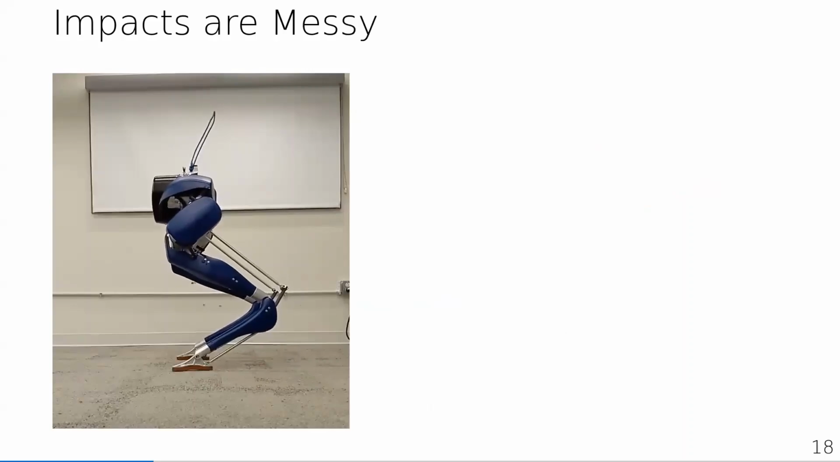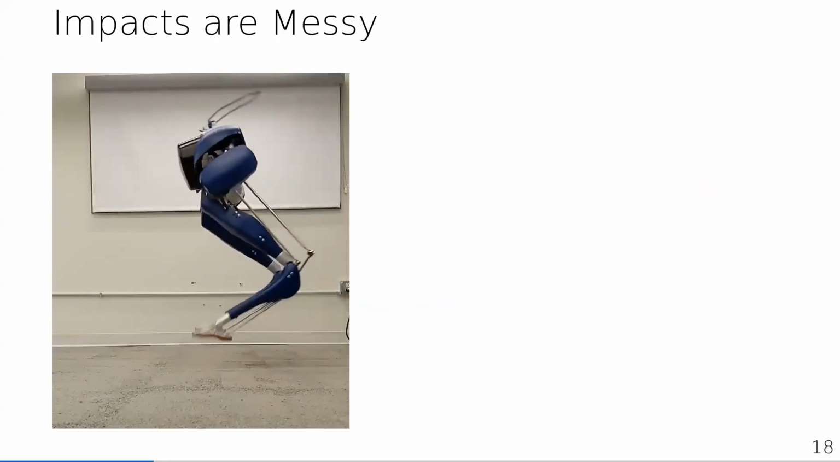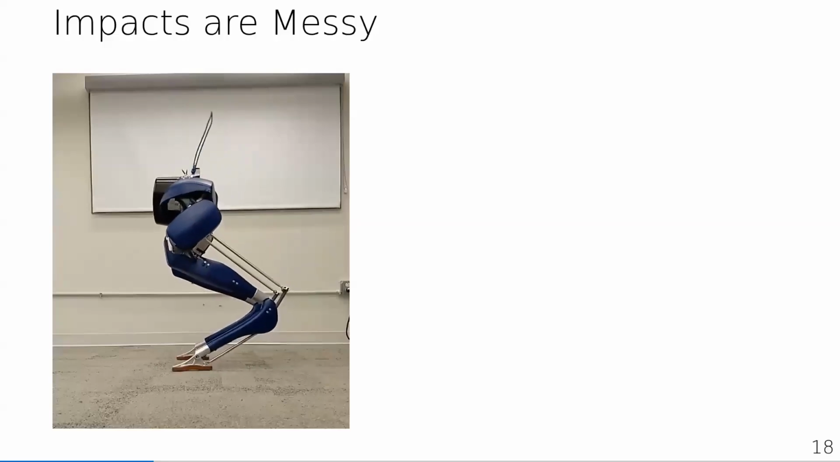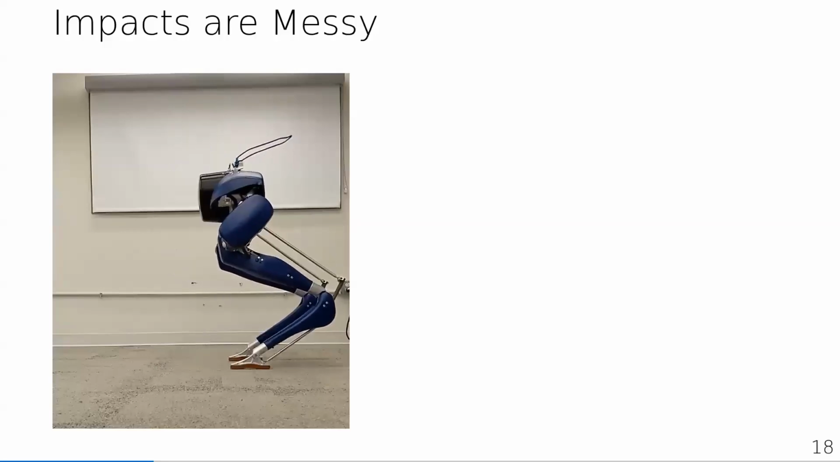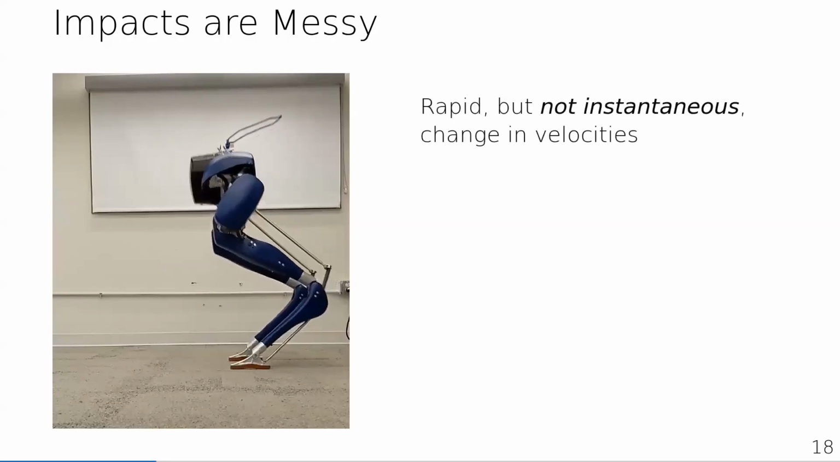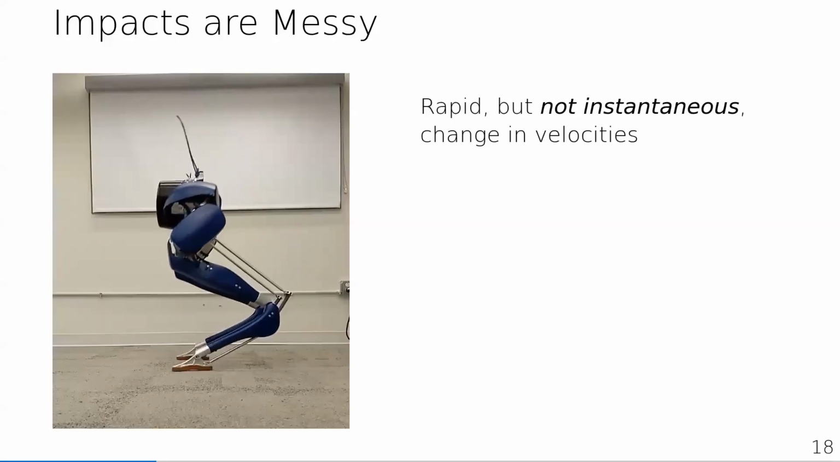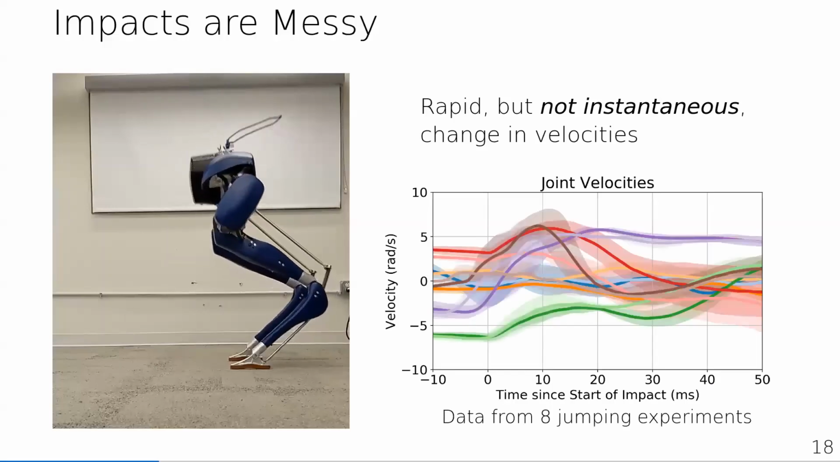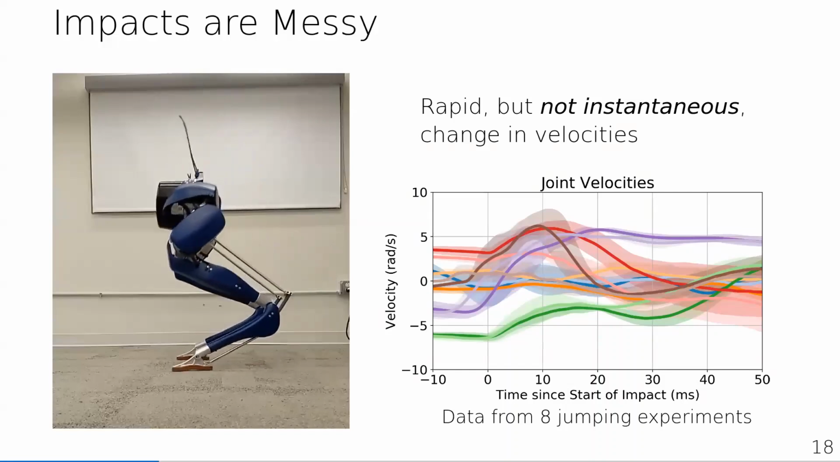It's really, even ignoring just the physical springs on the chassis, there's mechanical compliance in the linkages and also mechanical compliance at the feet. And all of this results in the reality that impacts cause a rapid but not instantaneous change in the velocities. To illustrate this, I plotted the joint velocities from 8 jumping experiments on the actual robot.